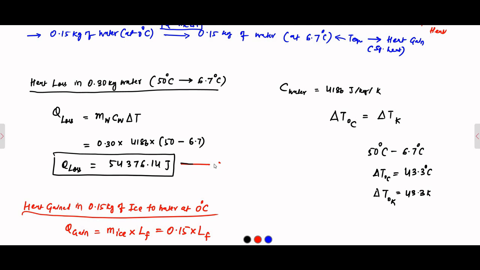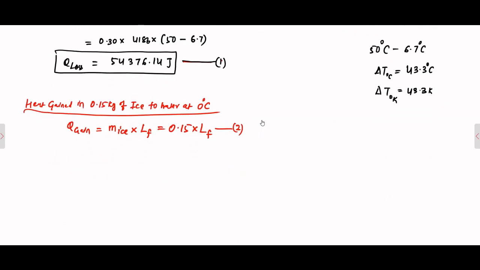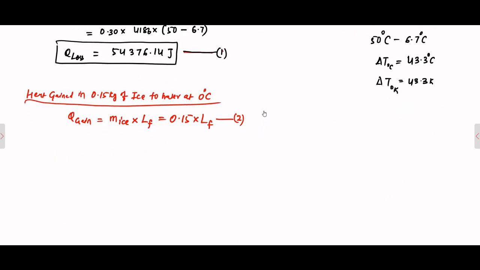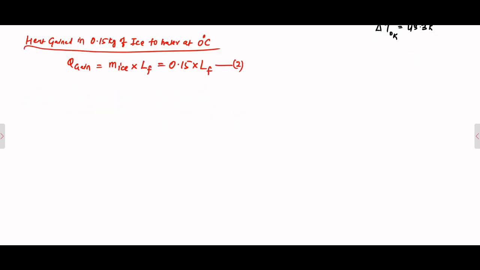This is the second important point here. Then another heat gain, which is 0.15 kg of water at 0 degrees Celsius got converted into 6.7 degrees Celsius, the final equilibrium temperature. So as there is an increase in temperature, there will be heat gain. So heat gain in 0.15 kg of water as it increased from 0 degrees Celsius to 6.7 degrees Celsius.